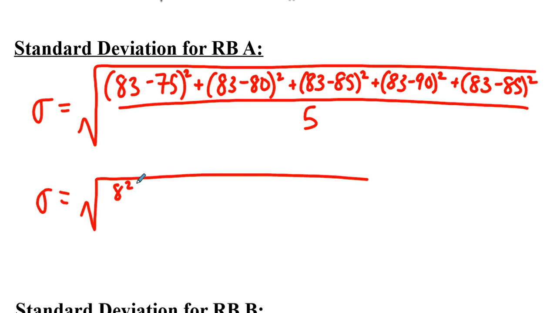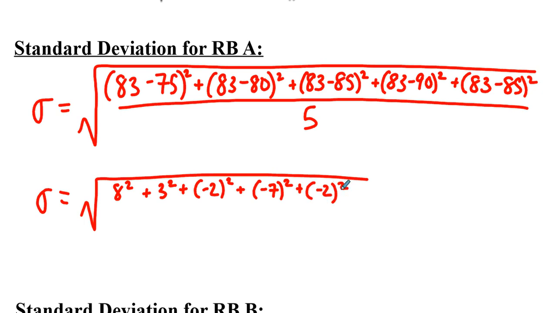We're going to talk about why it gets squared here in a second, but it was 8, then squared, plus 83 minus 80. Well, that's going to be 3 squared, plus 83 minus 85. Well, that's going to be negative 2 squared. And that's why you see we're squaring it, because some are going to be positive and some are going to be negative. Plus, this would be negative 7 squared plus negative 2 squared.